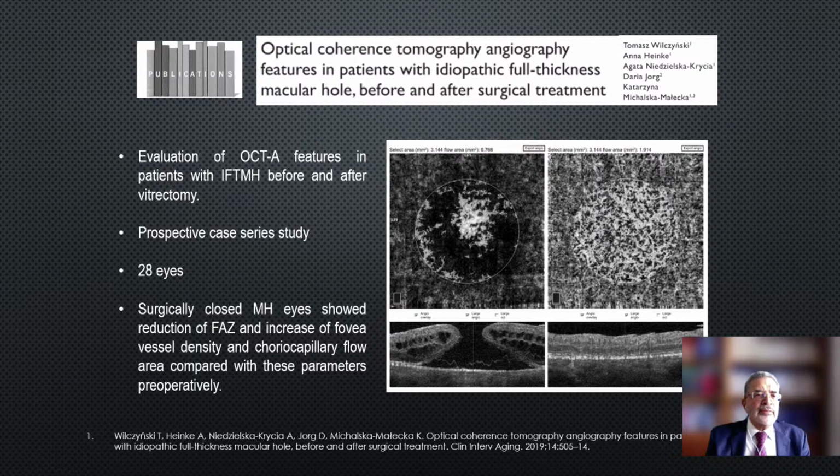This is the paper on the evaluation of OCT features in patients with macular hole before and after vitrectomy. It's a prospective case series study of 28 eyes. Surgically closed macular hole eyes showed reduction of the avascular zone and foveal avascular zone, and increase of foveal vessel density and choriocapillary flow, compared with these parameters preoperatively.